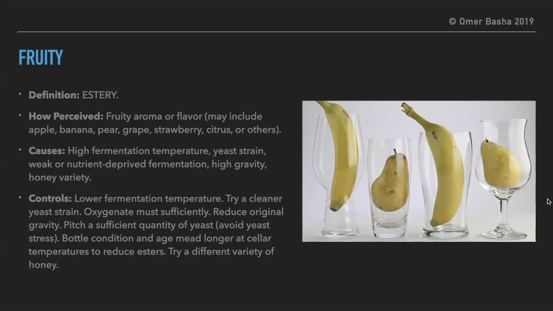The controls are to lower fermentation temperature, try a cleaner yeast strain, oxygenate the must sufficiently, reduce the original gravity, pitch a sufficient quantity of yeast, avoid yeast stress, bottle condition and age mead longer at cellar temperature to reduce esters, and try a different variety of honey. This is to control esters.